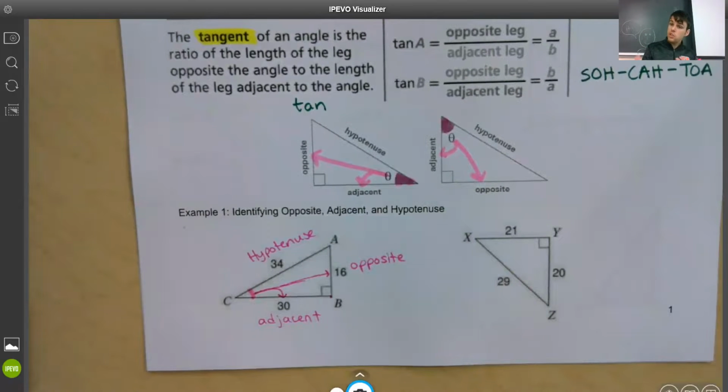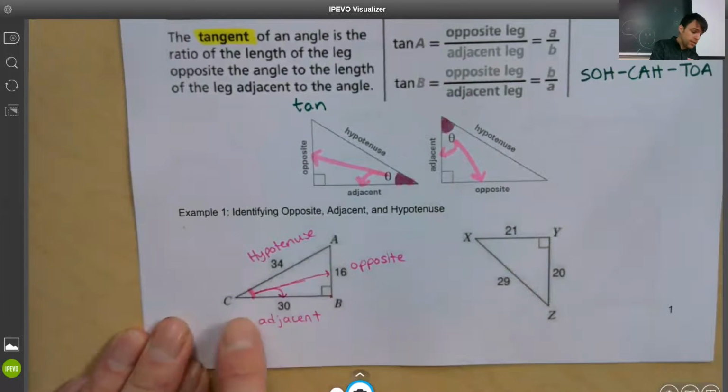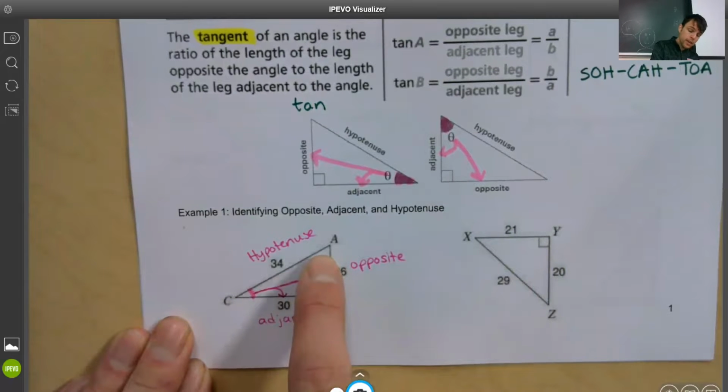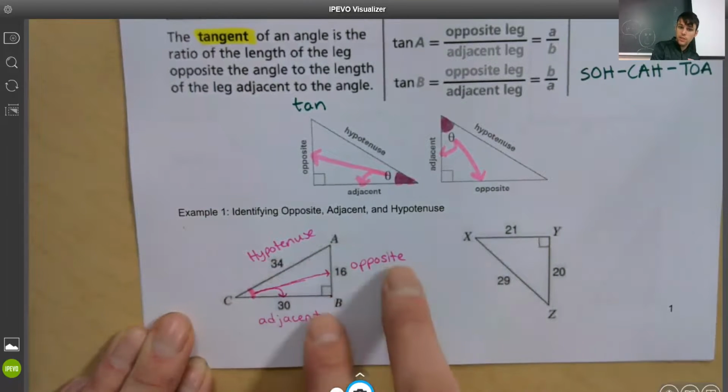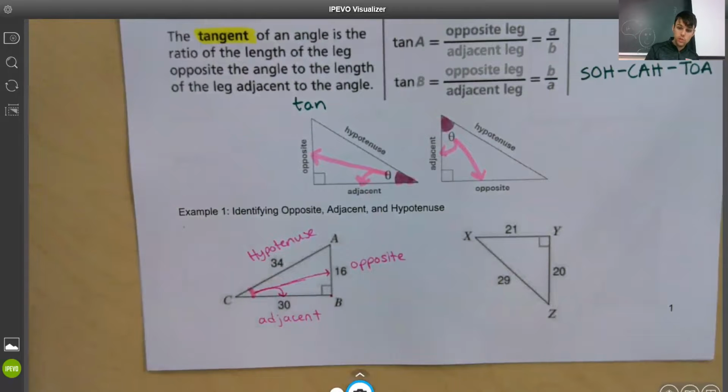Now, things would change a little bit, right? If we do, instead of using angle C, if we switch things and did angle A, the hypotenuse would remain here, but now this side down here would be our opposite, and this side over here would be the adjacent. So actually the only thing that changes is the opposite and adjacent switch locations.